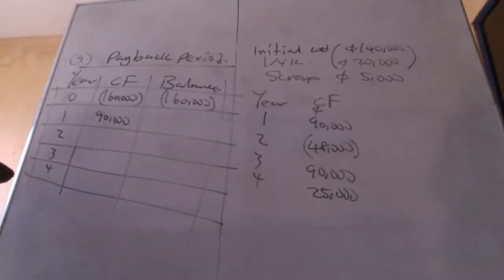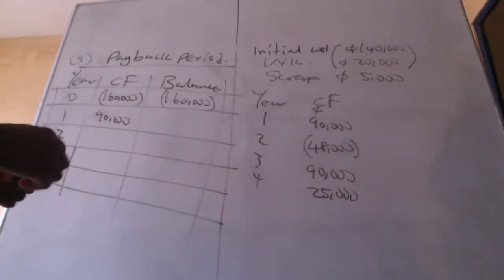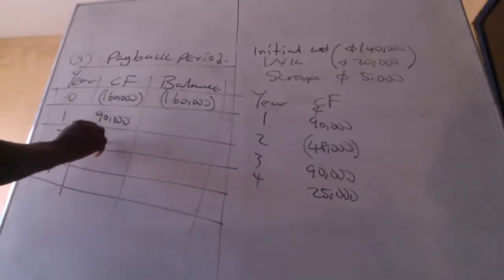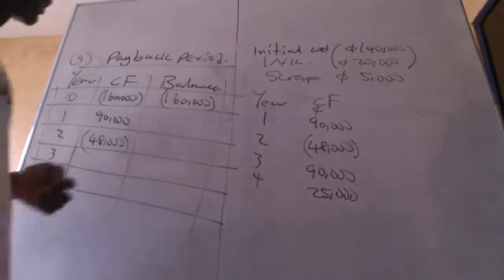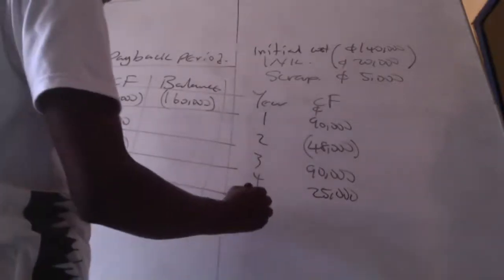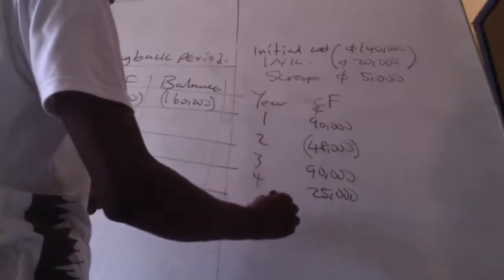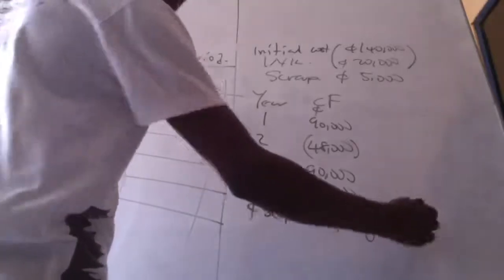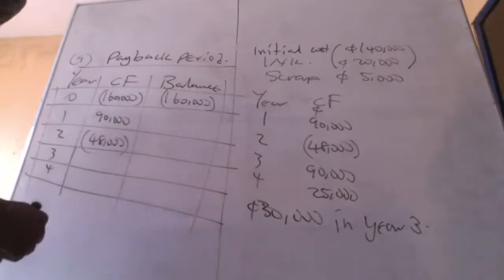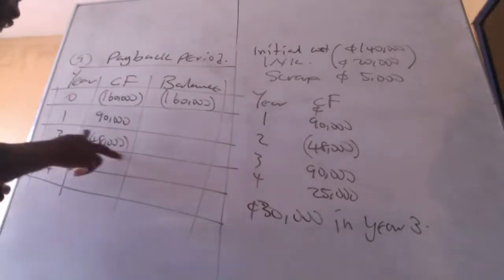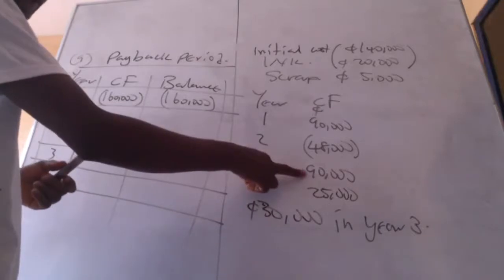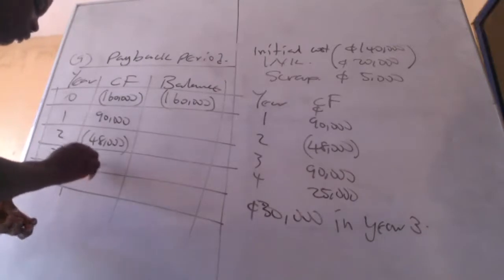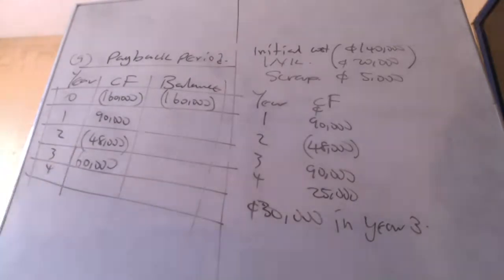Year 2, the cash flow will be what? 48,000 negative. Yes, and there was a note in the question that suggests that an additional 30,000 will be incurred in year 3. So when you go to year 3, originally the funds there is what? 90,000, less the additional funds of 30,000. That will be 60,000. Good. So that's the year 3 cash flow.